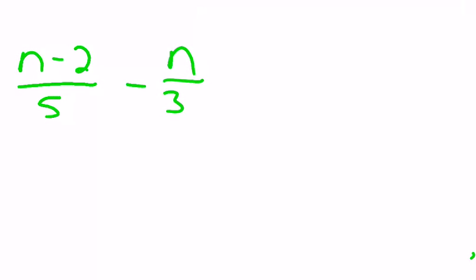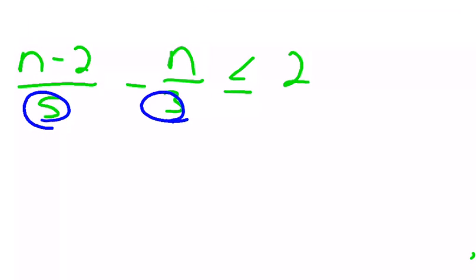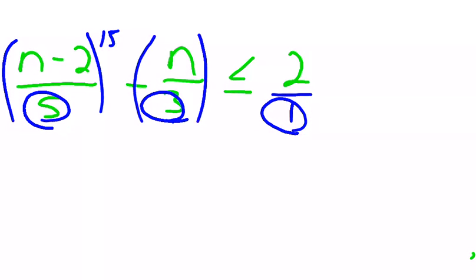Next example, n minus 2 over 5 minus n over 3 less than or equal to 2. So again, we want to look at all of the denominators, and remember this one's over 1, and so it would be 15. So we want to multiply every term by 15.